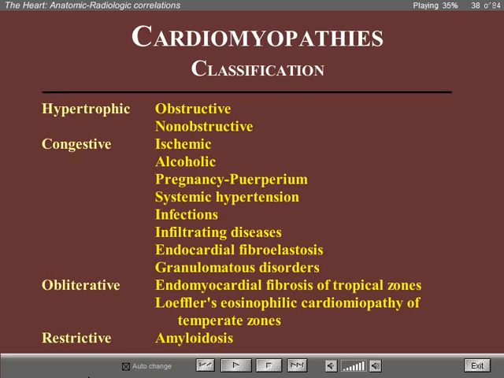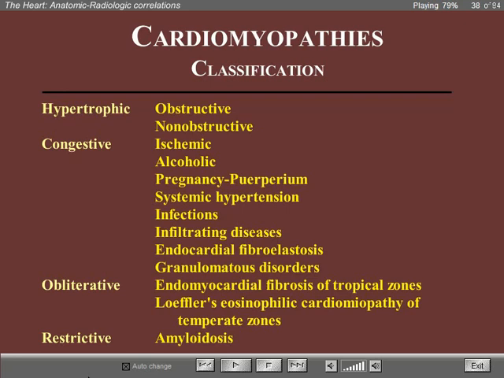Congestive cardiomyopathies are by far the most common, and they start with ischemic. Myocardial ischemia may produce a cardiomyopathy, usually characterized by fibrosis. Alcoholics, and individuals who have been pregnant and in the puerperium, can also have a congestive cardiomyopathy. Systemic hypertension, infections, infiltrating diseases of the heart, endocardial fibroelastosis, and granulomatous disorders can lead to congestive cardiomyopathy.